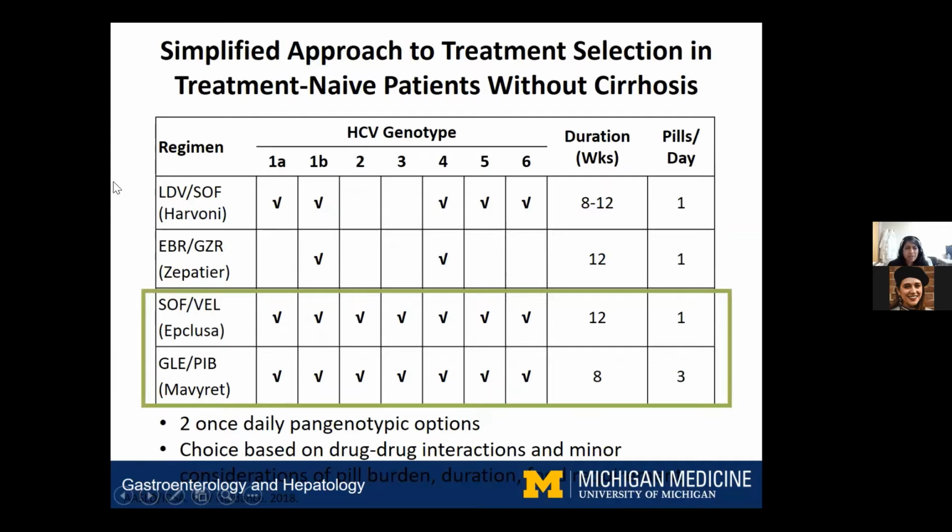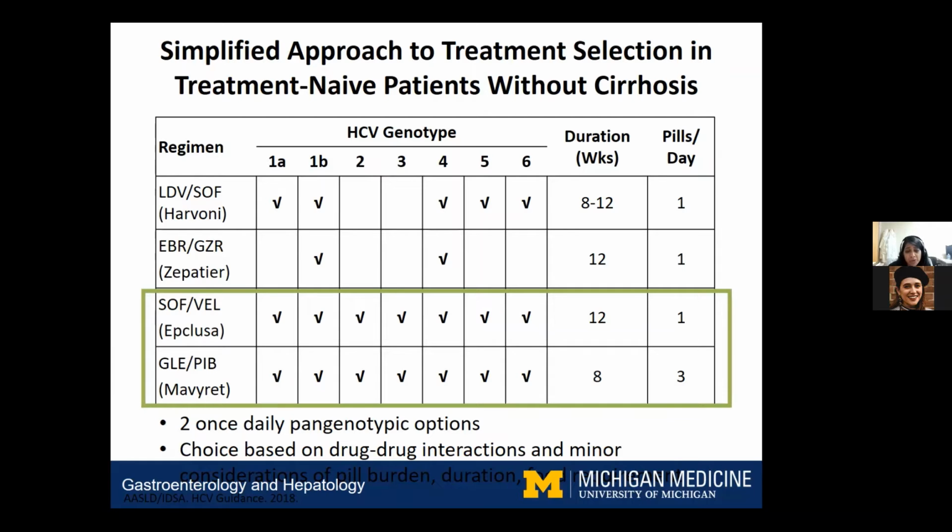So we kind of introduced this concept of simplified treatment, thinking about the fact that there are treatments that now treat any genotype, so the genotype information is a little less important. For patients who are treatment naive without cirrhosis, the AASLD and IDSA have put forward guidance around opting for a simplified regimen. So really anybody who's never been treated and who does not have cirrhosis, which is going to be a lot of the young patients now living with hepatitis C, will fall into this category.